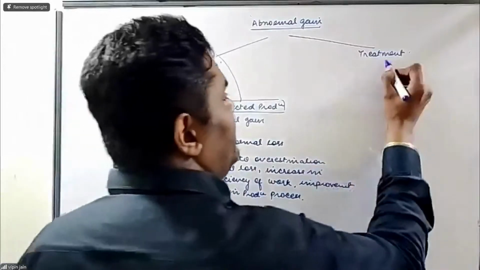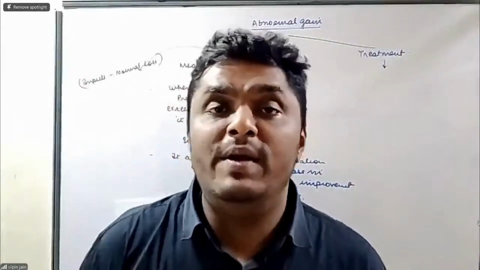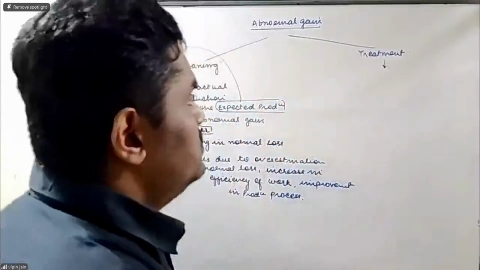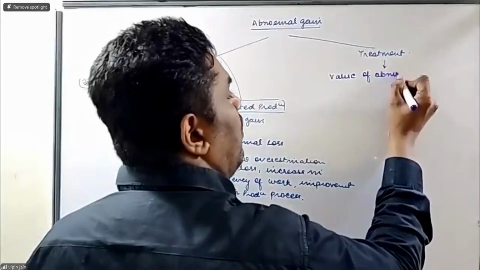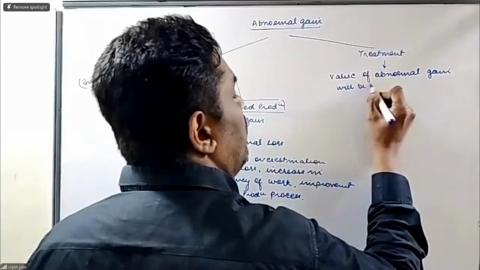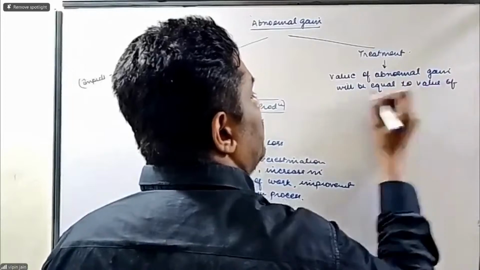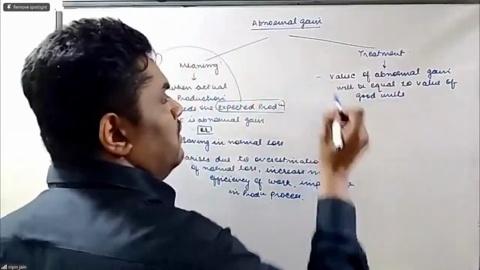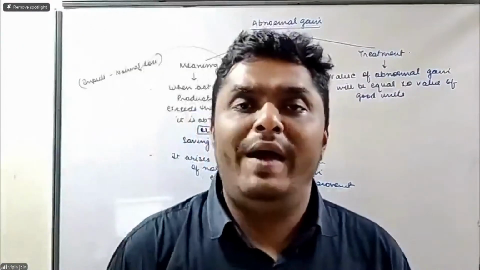Further, when talking about the treatment, again, just like abnormal loss, product cost कम या ज़्यादा नहीं होगा because of abnormal gain. So the product cost will not be reduced because of abnormal gain. So in short, the value of abnormal gain will be equal to the value of good units.